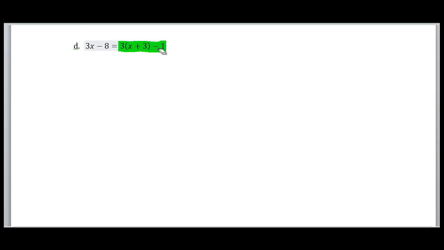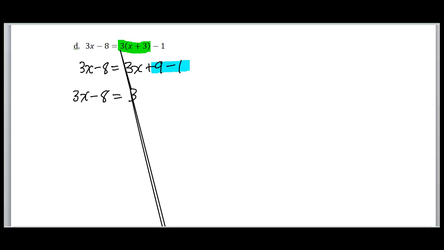If I look at this example, I set myself up for a distributive property here. This 3 can be distributed to that x plus 3. And if I do that, I get 3x minus 8 equals 3x plus 9 minus 1. Still can combine like terms with those two terms over there. So my left-hand side stays the same. I get a 3x plus 8. Now it looks almost identical, but I have a subtraction and an addition sign, so it's not identical.